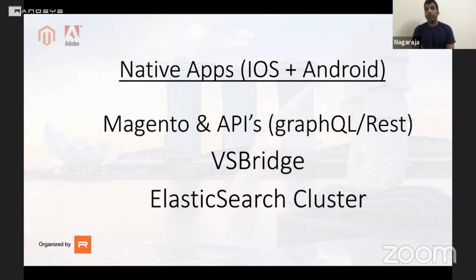So let's now go to the three components that I'm going to talk about, whether you build native apps or any sort of headless architecture. It is not limited to iOS and Android. Any iOS or Android application that you build today is a headless architecture. It is not something specific to Magento or any web application. How do you build the headless architecture?